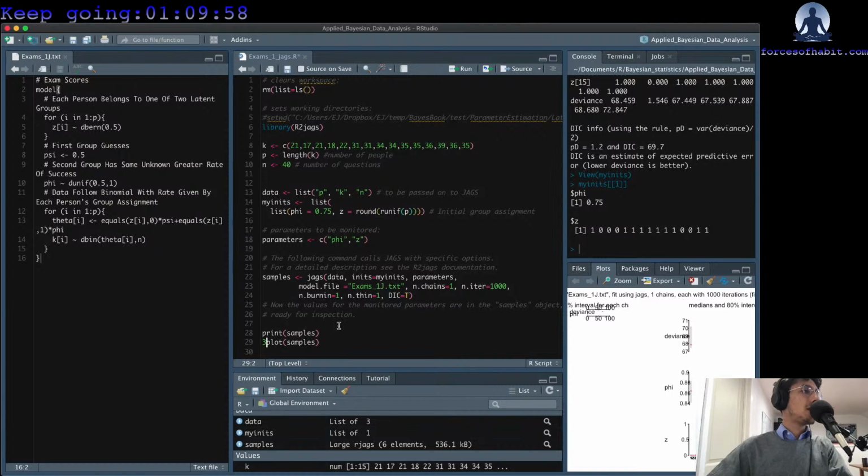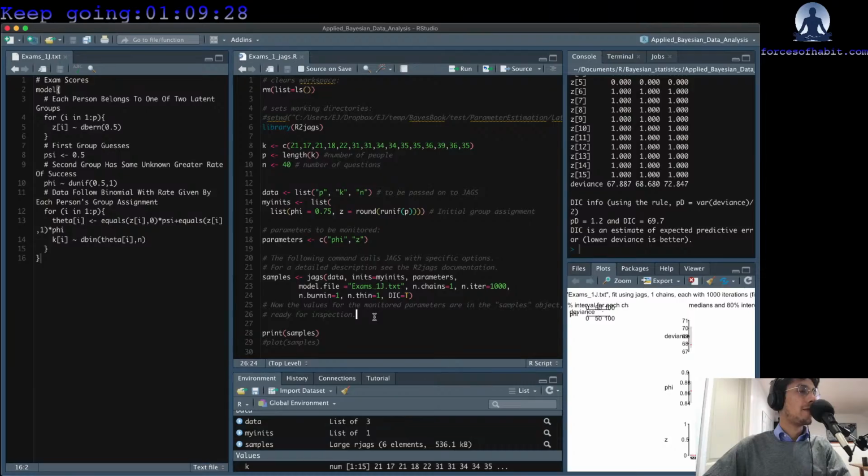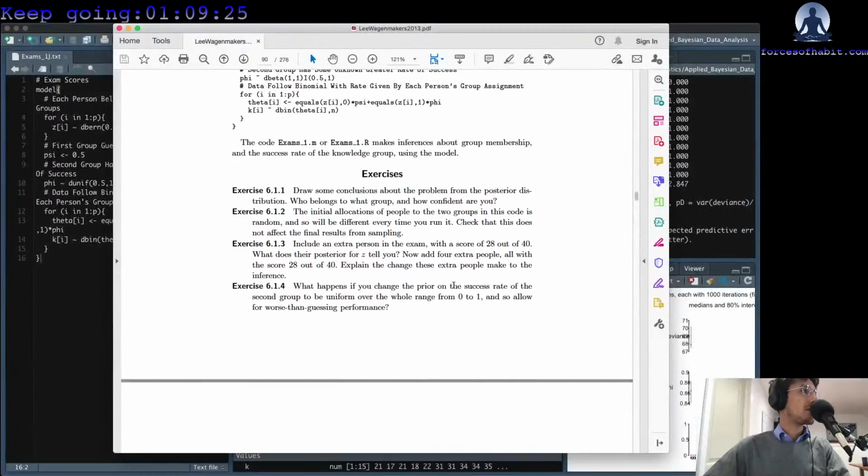Cool. I'm not too interested in the plot, to be honest. The plot's not that informative. I guess this little plot is sort of informative. Something I would like to see is a discrete count of Z's for 0 and 1. That would probably be nice. But ultimately, I think we have all the knowledge we need to answer some of these questions. So draw some conclusions about the problem from the posterior distribution. Who belongs to what group? How confident are you?